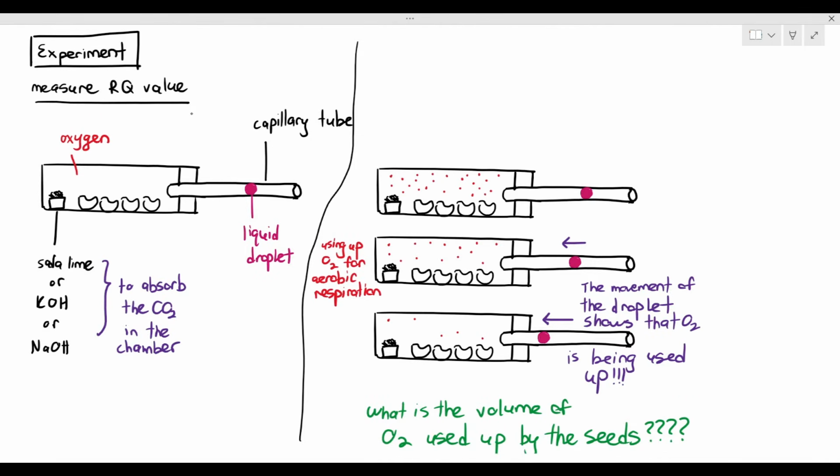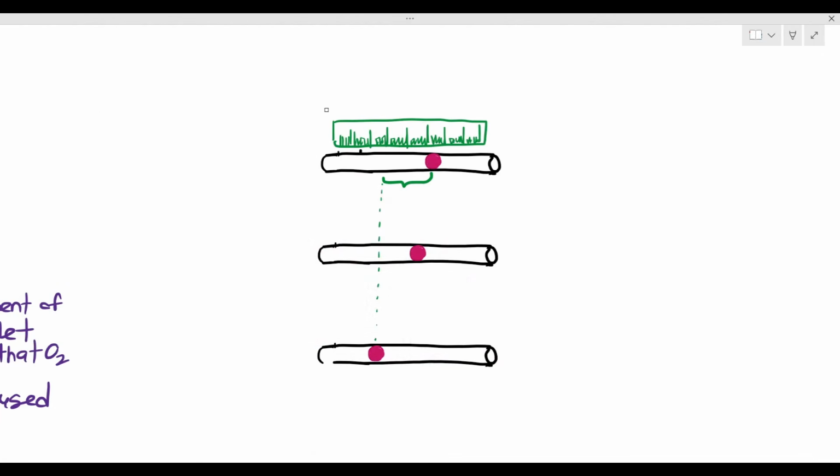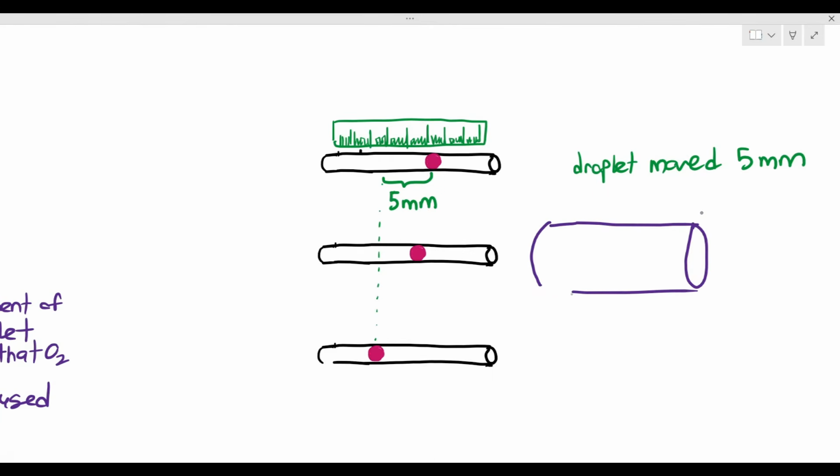The first thing we do is we measure the distance the droplet moves. For example, over the course of the experiment, the droplet moves 5 millimeters, as an example, by the way. And what was the reason the droplet moved 5 millimeters? Because oxygen is used up. So that part where I've highlighted in pink is basically the volume of oxygen used up by the seeds. But how do we measure the volume of oxygen? The answer is very simple.